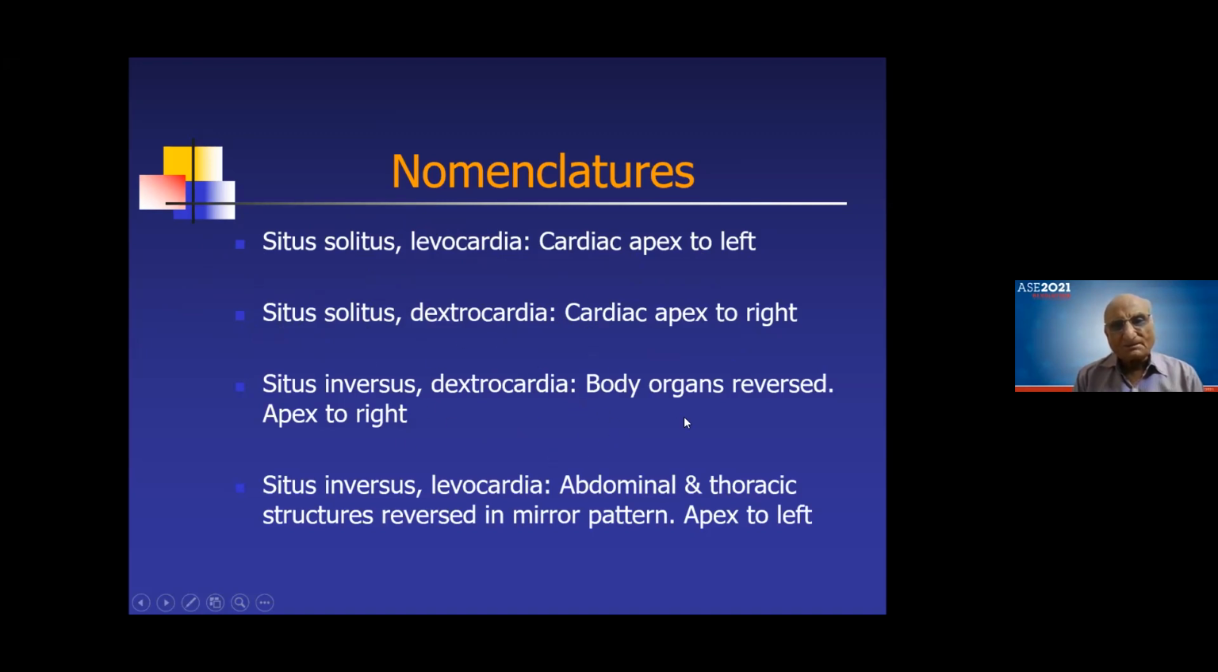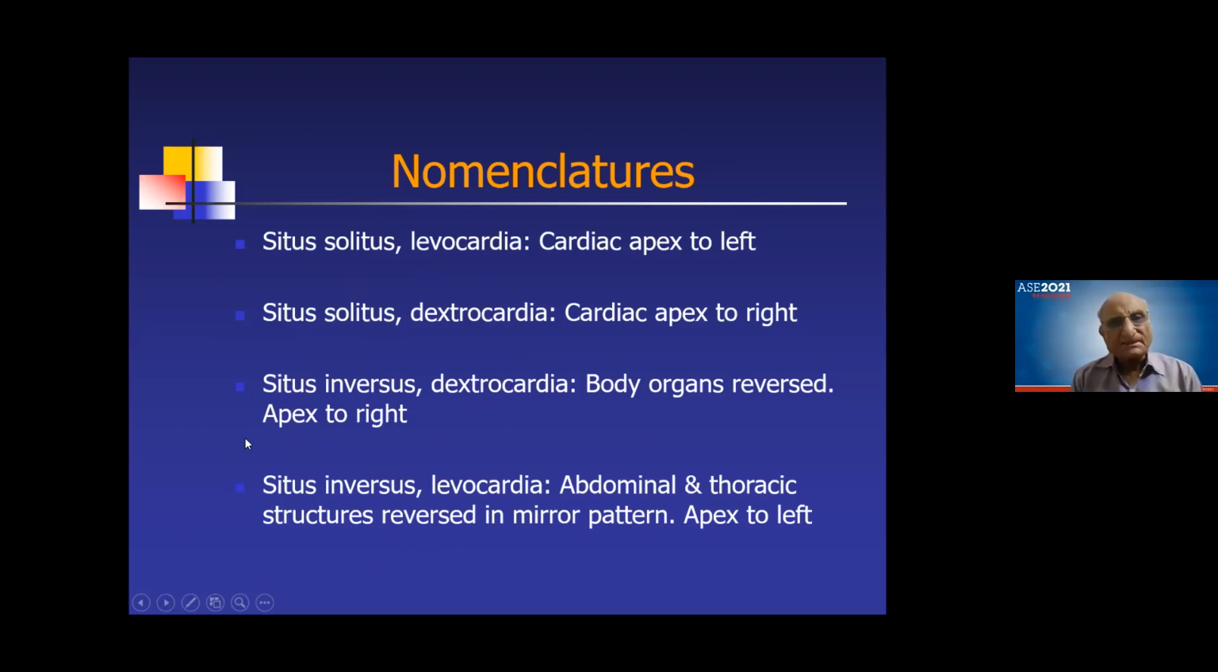Then situs inversus with dextrocardia. That means the body organs are reversed. For example, the liver may be on the left side, the spleen may be on the right side, and the apex is to the right. Whenever there is the word dextrocardia, that means the apex is to the right. Then situs inversus and levocardia: abdominal and thoracic structures are reversed in mirror image, but the apex is to the left. So whenever you see levocardia, that means the apex is to the left, situs solitus is a normal connection, and situs inversus is a reversal of the various structures.